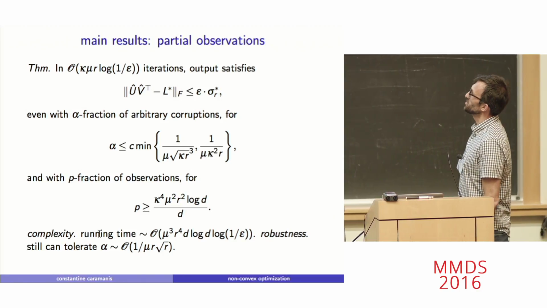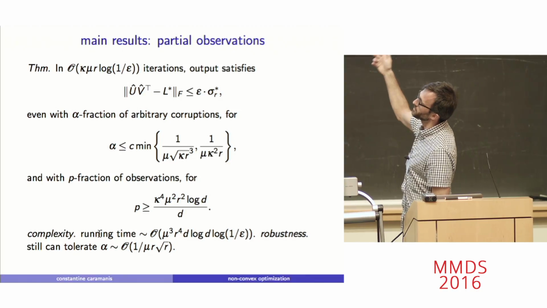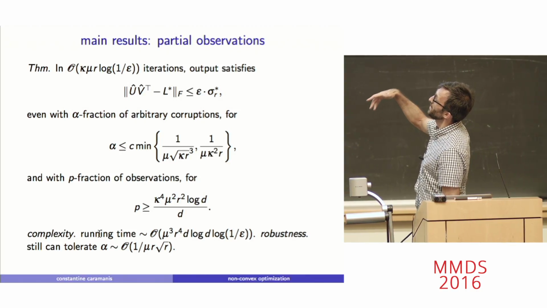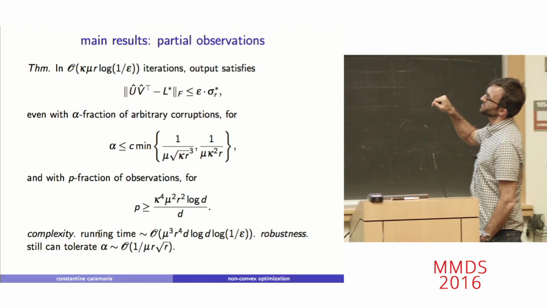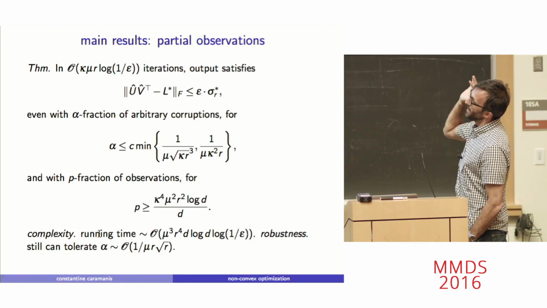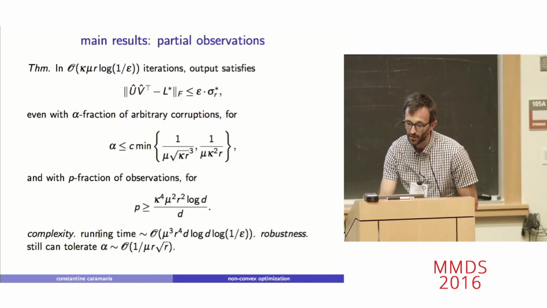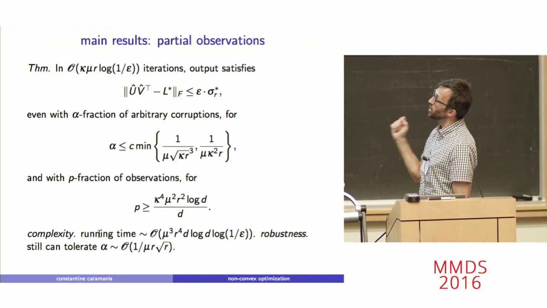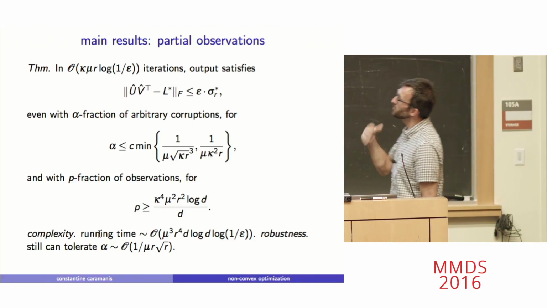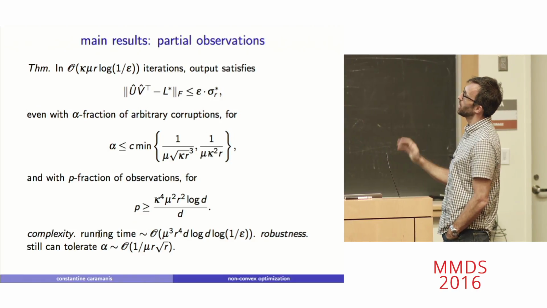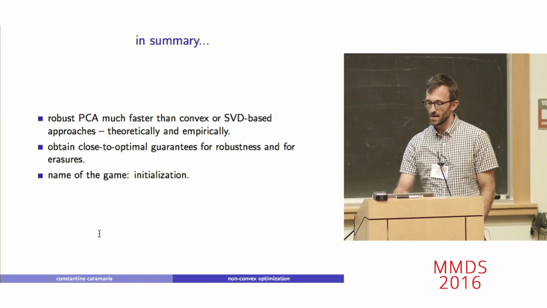For partial observations, again, there's a lot of notation here. You have to slow down your step size quite a bit, but the key takeaway from this slide is that, again, you have linear convergence, and also that you can tolerate as many corruptions as you could before. So even when you have partial observations, it comes at no cost to your robustness guarantees.